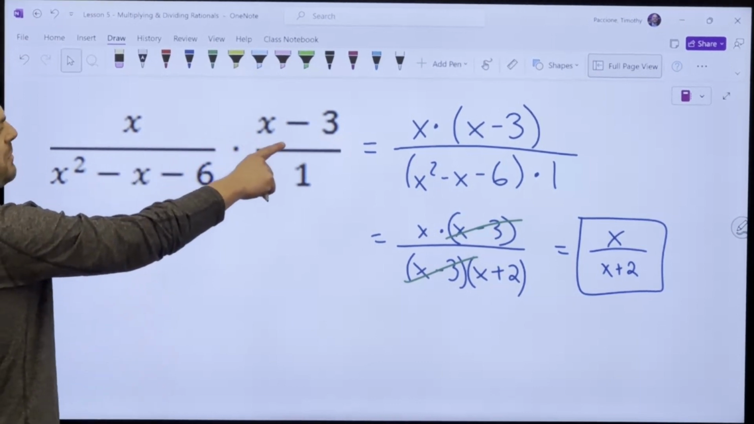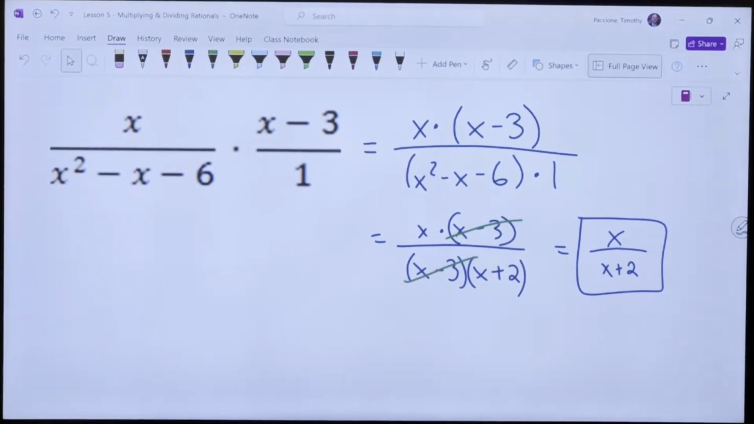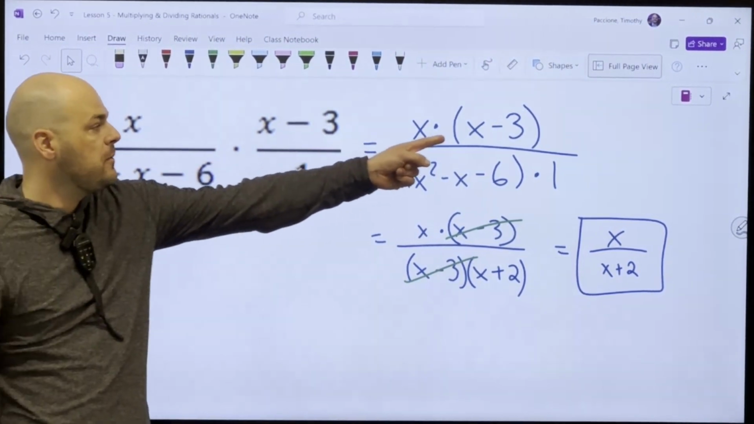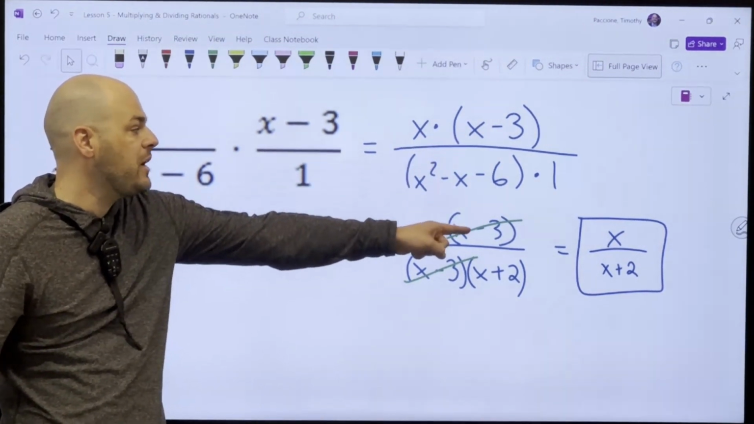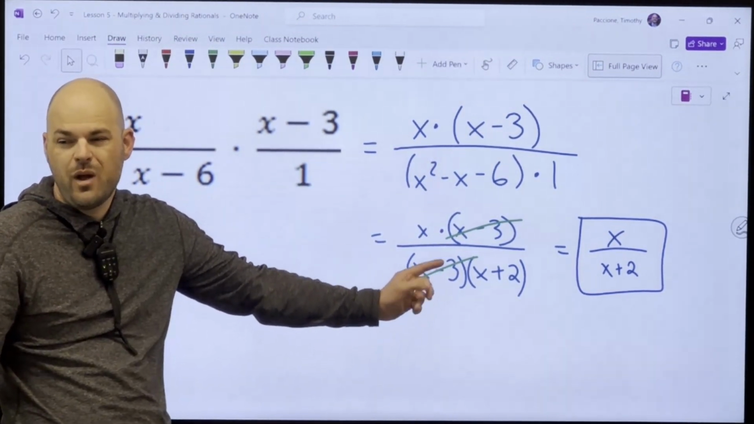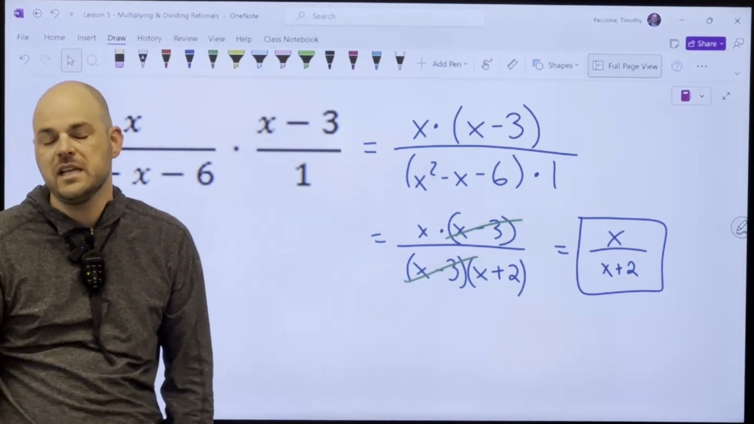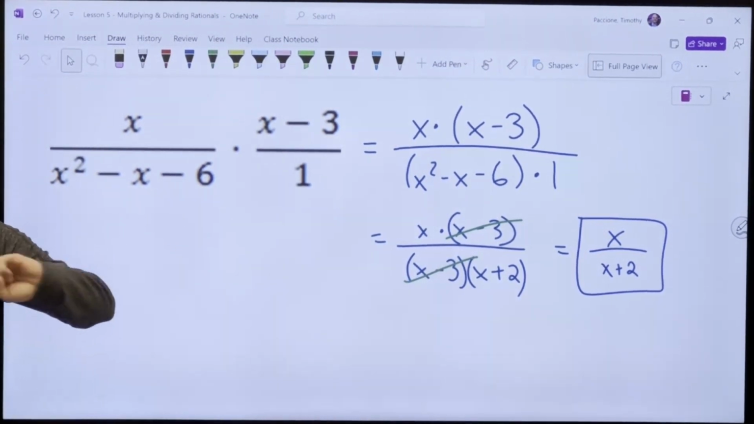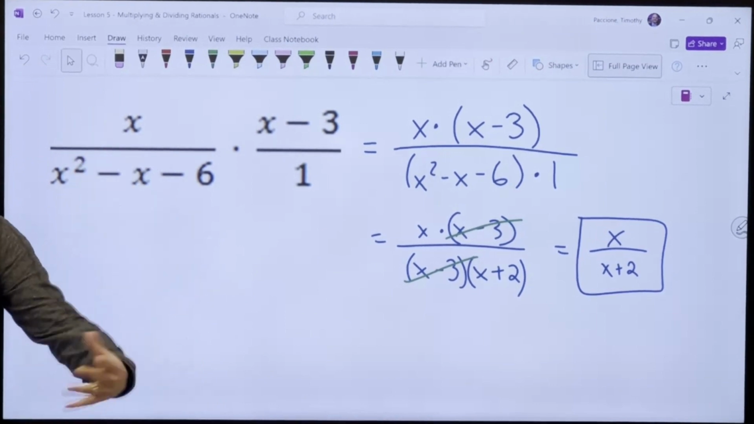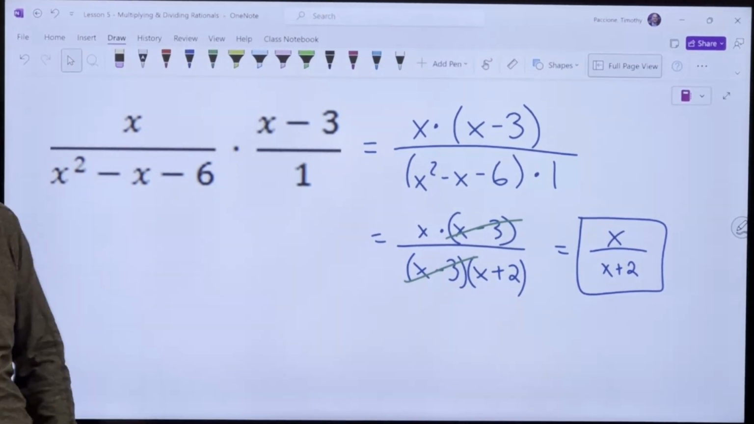Because if I did x squared minus 3x, the next thing I would have to do is factor out x again so I can cancel out the x minus 3. If you multiply it out, sure, but then wouldn't I need this factored so I could cancel the x minus 3? So I would end up just factoring back out the x, which would be an extra step I don't need. That's why I say leave it factored, factor it out fully, see what cancels, because you might have to factor anyway. Okay? All right.